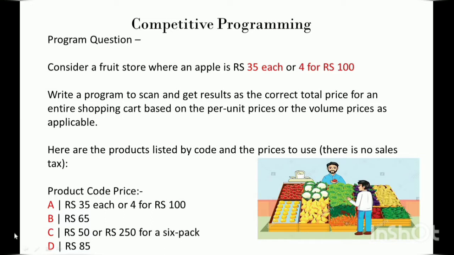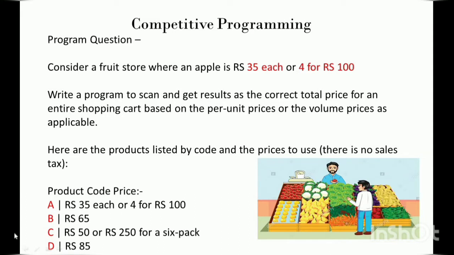Let's see. Consider a fruit store where an apple is rupees 35 each or 4 for rupees 100. It means if you are buying only one apple, its price is rupees 35, and if you are buying 4 apples, then the price should be 100. So write a program to scan and get the correct total price for an entire shopping cart based on per unit prices or the volume prices as applicable.